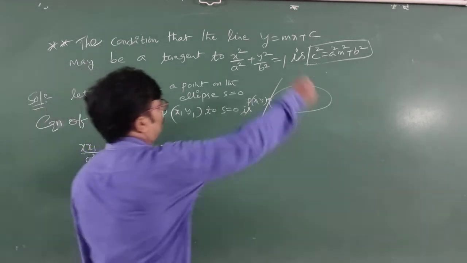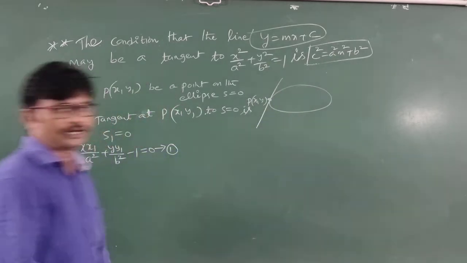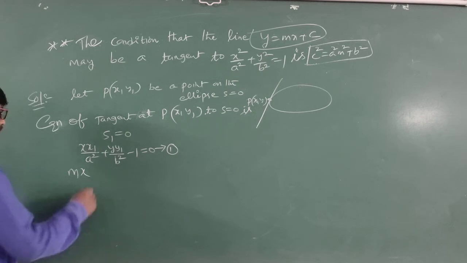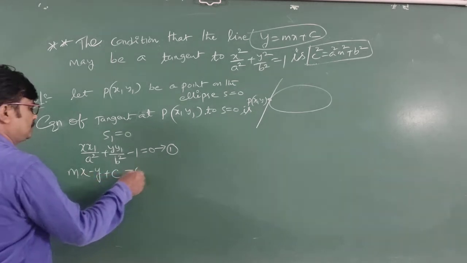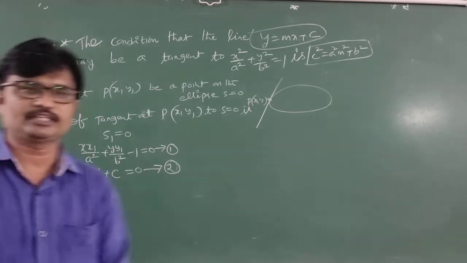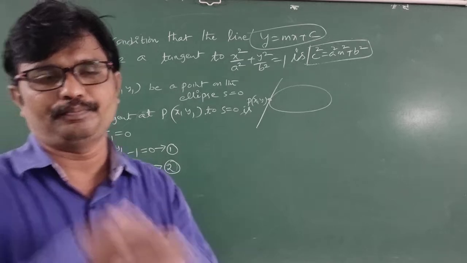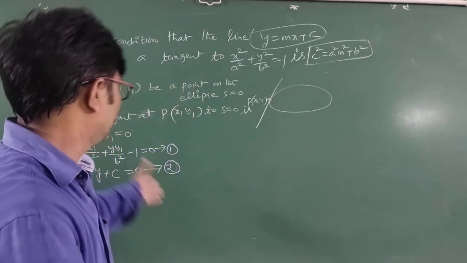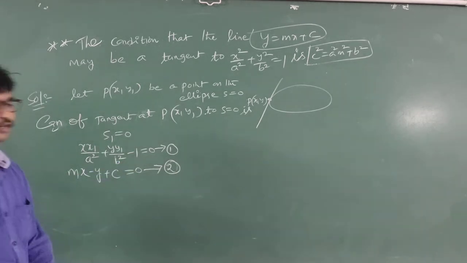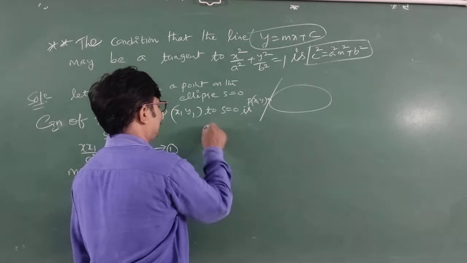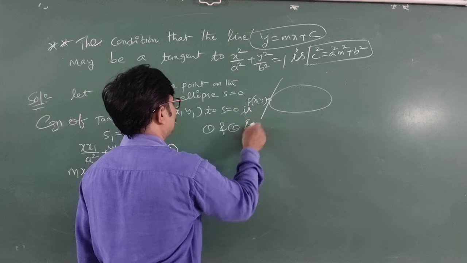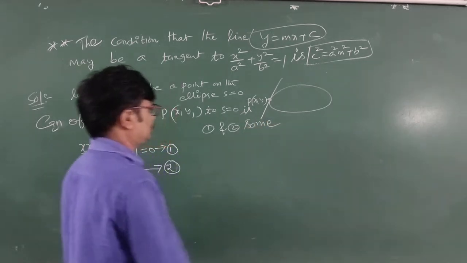Students, the line y = mx + c is also given as a tangent, that is mx − y + c = 0. Call that equation 2. We have to find the equation of the tangent when we take the point P(x1, y1) on the ellipse, that is S1 = 0. The given tangent is mx − y + c = 0. Equations 1 and 2 represent the same line.